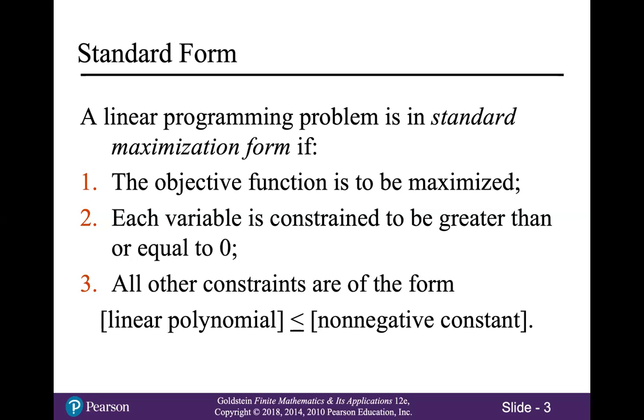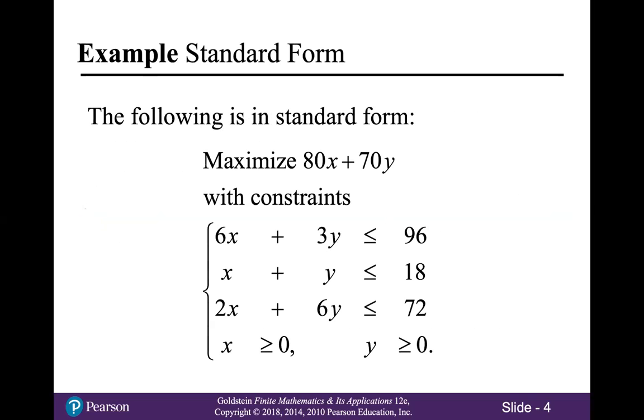So one example that we've looked at together is the chairs and sofas example from chapter 3. That was a standard maximization problem. And in fact, I believe it's this problem right here. So this problem is in standard form. It is a maximization problem. The variables are constrained to be non-negative, and all of the other constraints have the form linear polynomial is less than or equal to a non-negative constant.